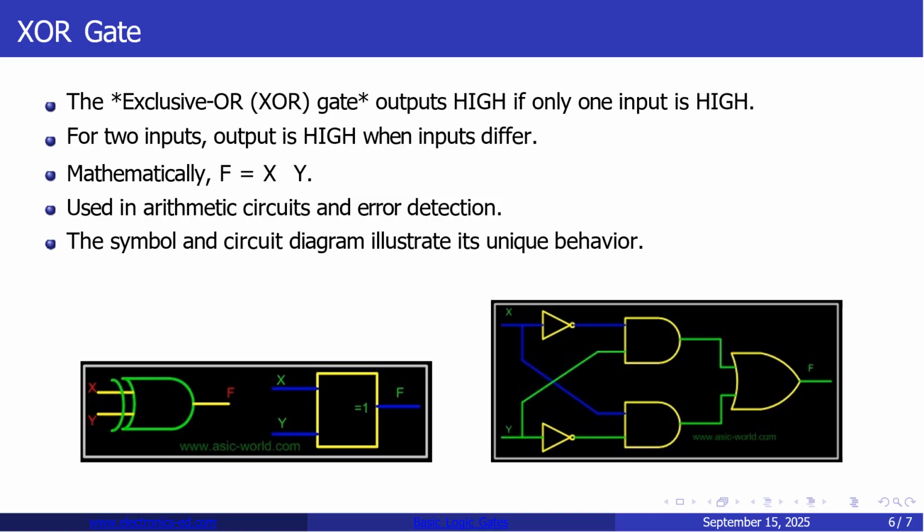Mathematically, I show this as x with a circle plus sign y, which means exclusive OR. XOR gates pop up everywhere in circuits that need to compare things, like arithmetic operations or error checking. Their unique behavior is really valuable for making decisions based on differences between signals.